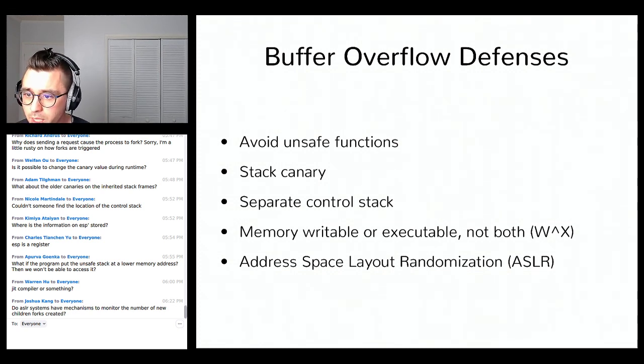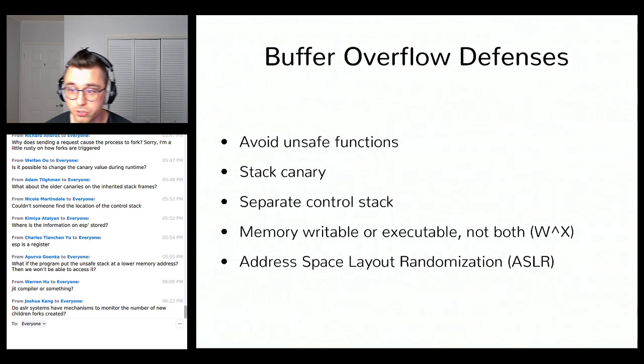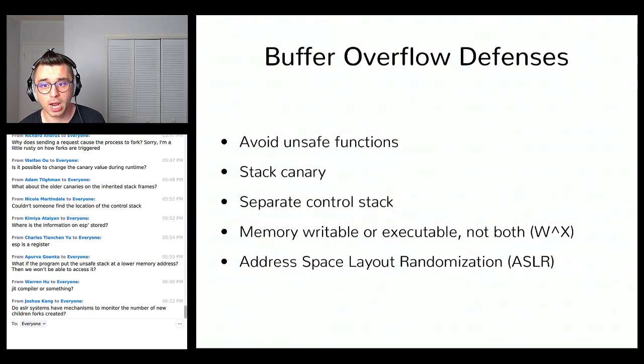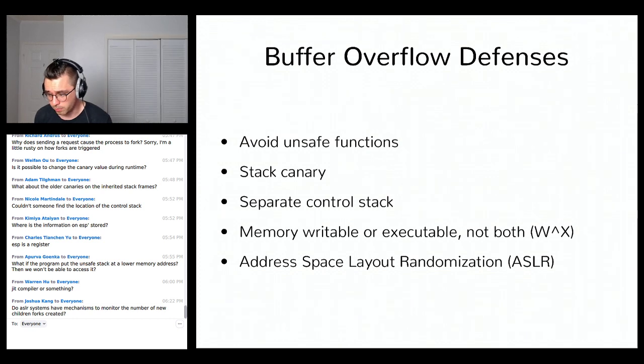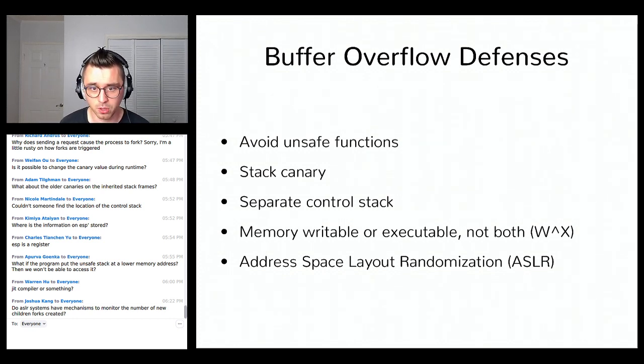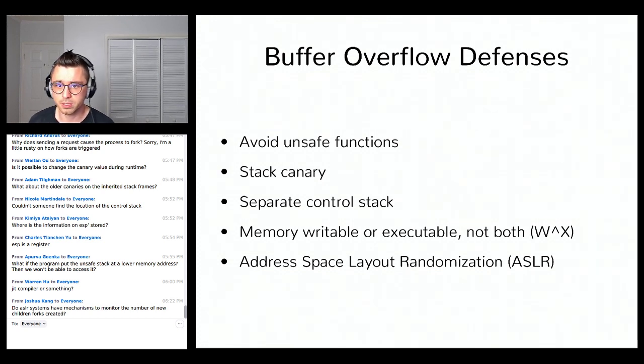Okay, so Joshua has a question. Do ASLR systems have mechanisms to monitor the number of new children forks created? So ASLR is now built into Linux and Windows and OS X. We don't keep track of how many forks. I mean, I guess we do. Your OS definitely does this, but it doesn't keep track of whether or not that thing has crashed and whether or not it should randomize on fork. Again, it's similar to the canary problem, but this one's actually fixable. We can randomize on every fork. I don't think any server actually does this, but they really should be doing this.